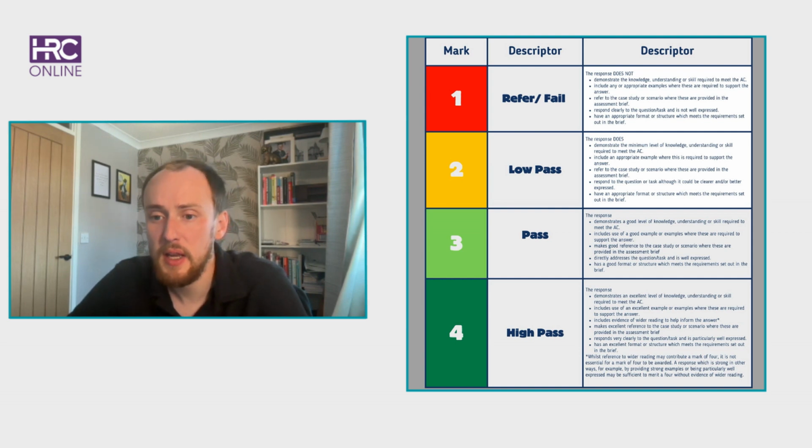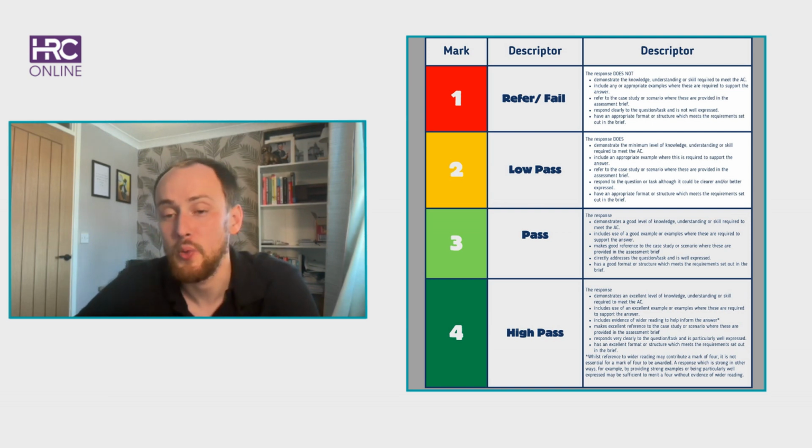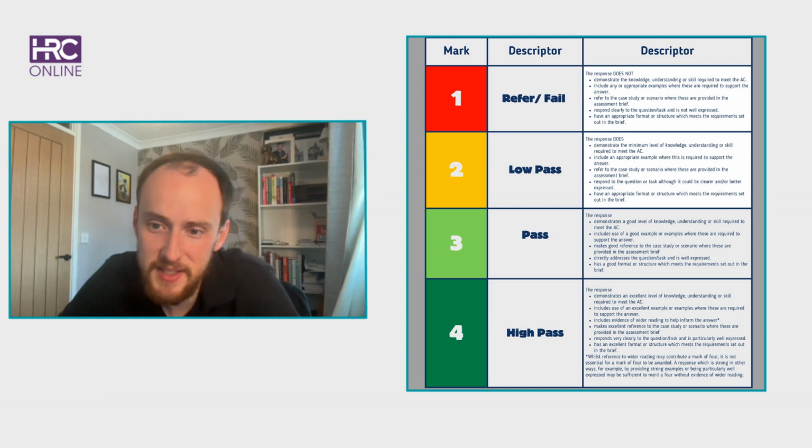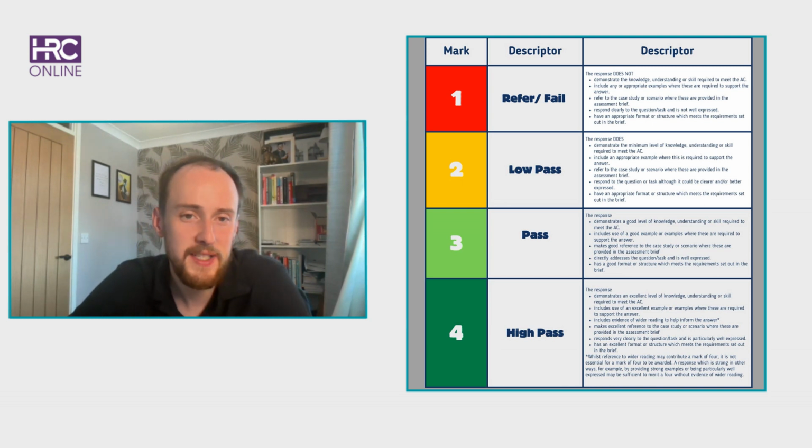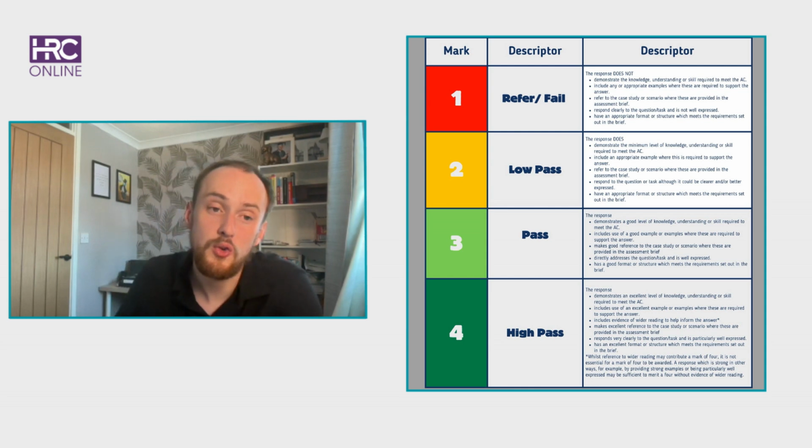However, with a 3, we want you to demonstrate a good level of knowledge and understanding of the question itself. You want to include those good examples there. It asks you for explicitly 2 examples, so you need to provide 2 examples as well as talk about how you keep up with your professional development. You need to directly address this question. There's no point going off on a tangent because it may alter what mark you do receive.